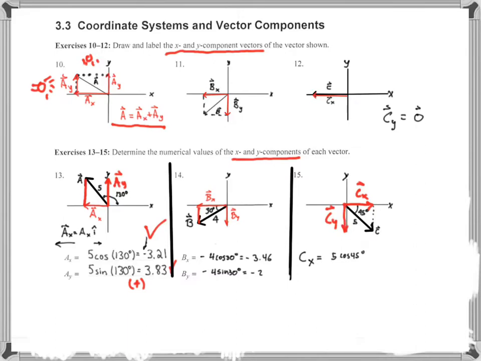For Cy, we get a component vector that points downwards. The magnitude of that component is going to be given by 5 sine of 45 degrees. And we need to put a minus sign because Cy is pointing down. It's opposite to j hat. The numerical values are 3.54 and minus 3.54.